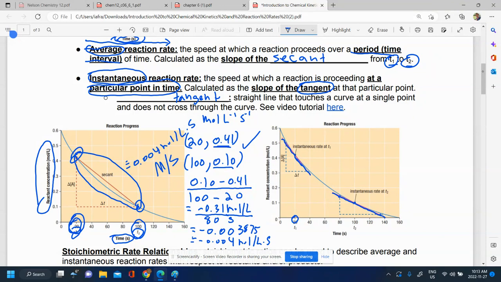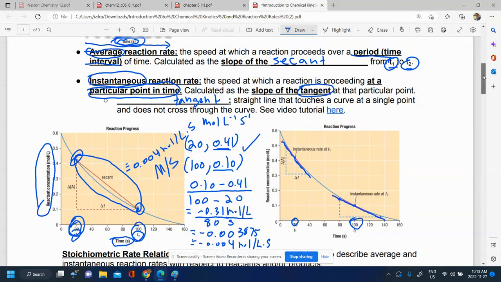And so the slope of that tangent would be the instantaneous rate of the reaction at that particular time. And you can essentially ask that for any time that you see on the curve. So that's called the instantaneous rate of reaction. It's at a specific time, whereas the average rate of reaction is at a time interval, so between two times.